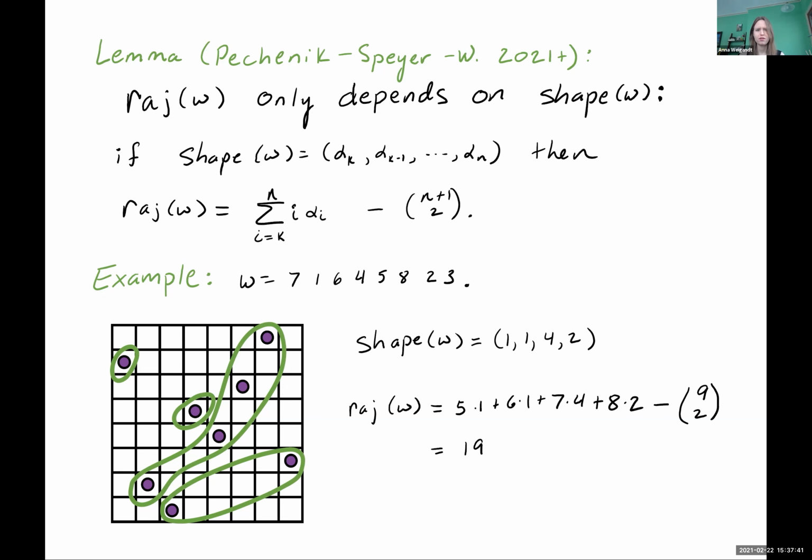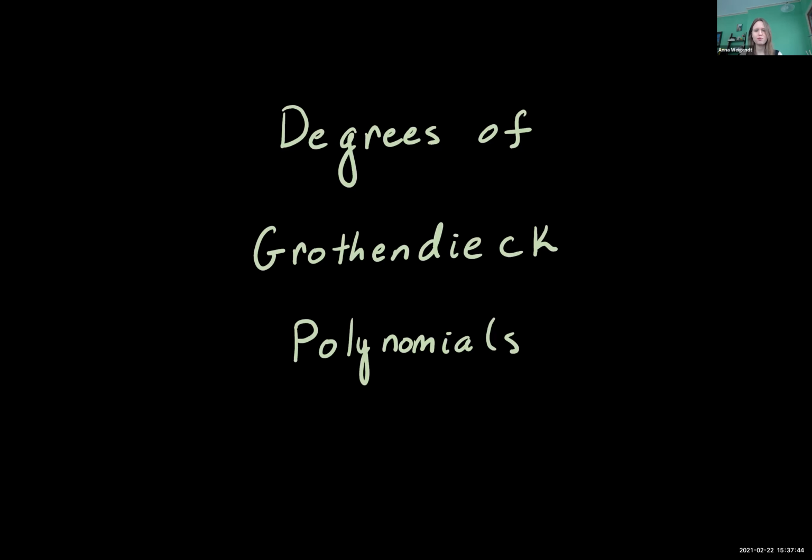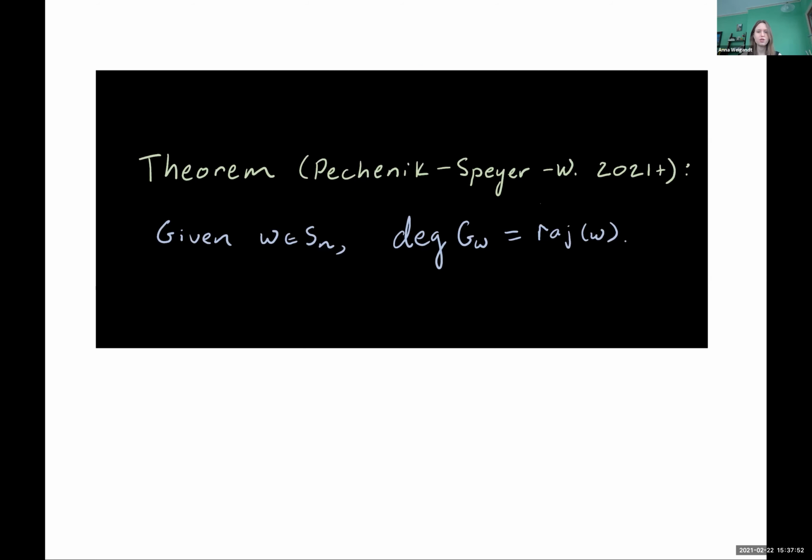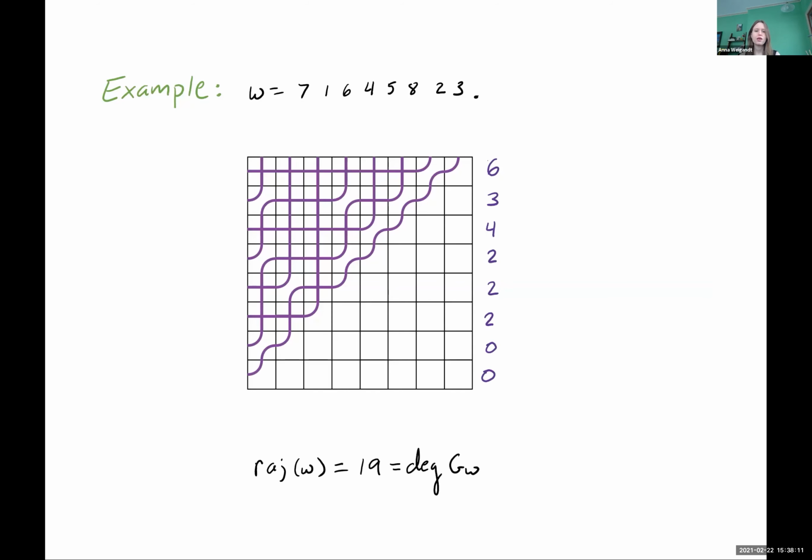Okay, so why did I introduce this new statistic? It turns out this new statistic is the right statistic. The theorem in forthcoming work is that the degree of the Grothendieck polynomial is Raj of w. What I'm going to do in the remainder of the talk is give you a sketch of the proof that goes into this. But first, let's look at an example.